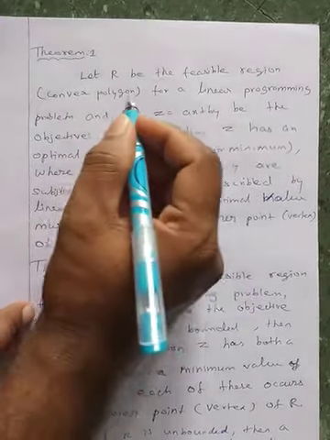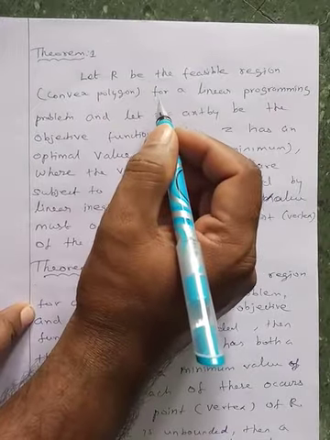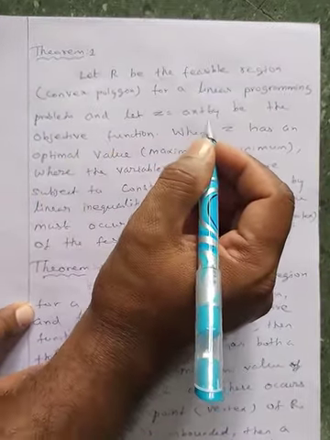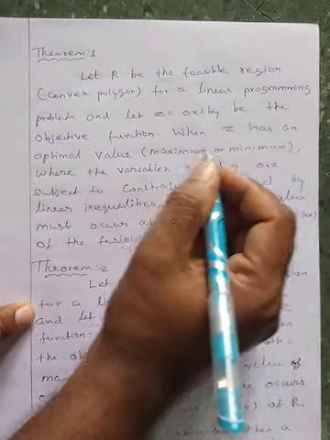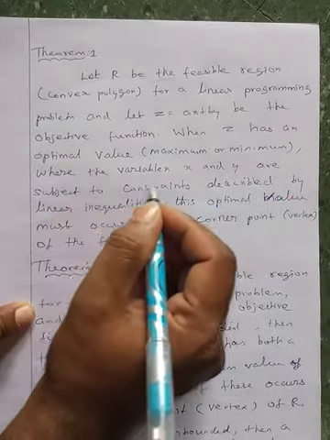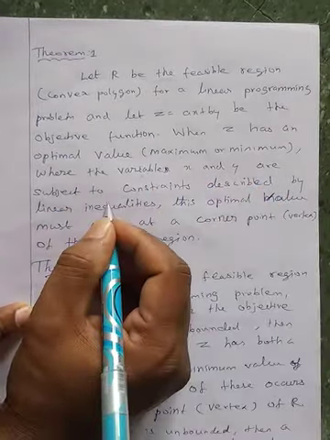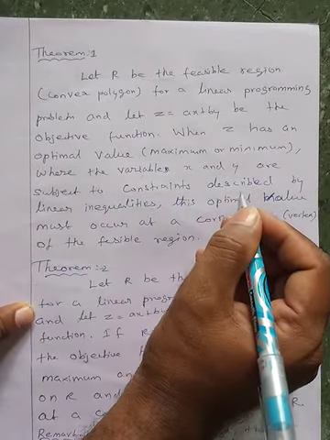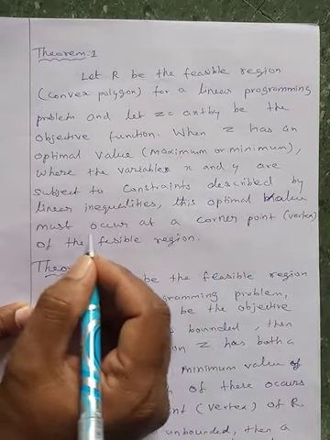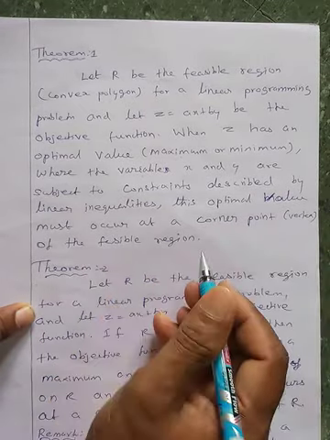Theorem 1. Let R be the feasible region or convex polygon for a linear programming problem, and let z equals ax plus by be the objective function. When z has an optimal value, maximum or minimum, where the variables x and y are subject to constraints described by linear inequalities, this optimal value must occur at a corner point or vertex of the feasible region.